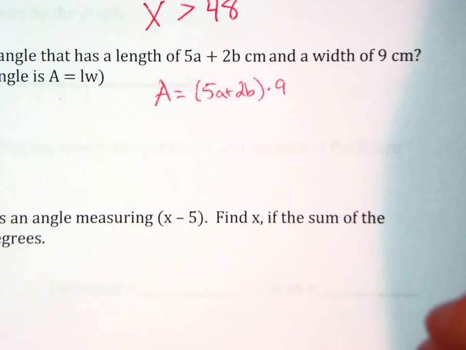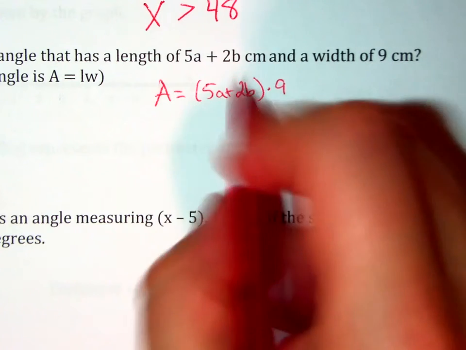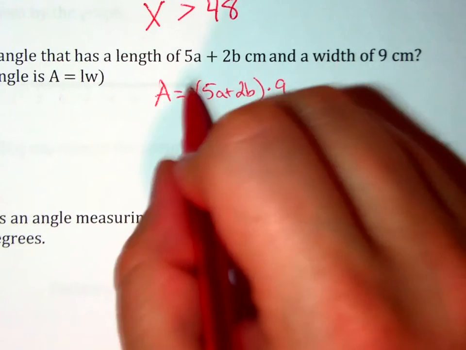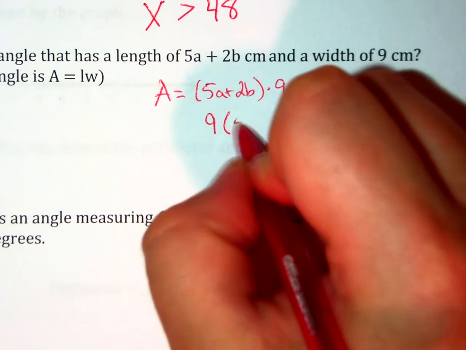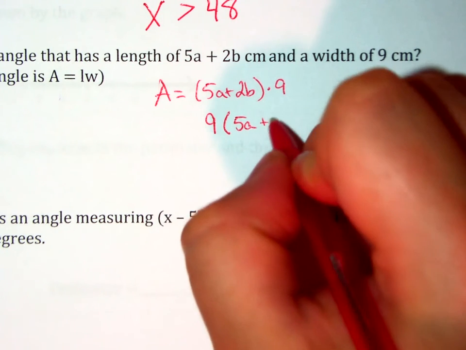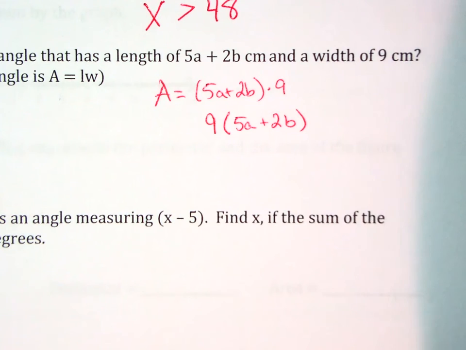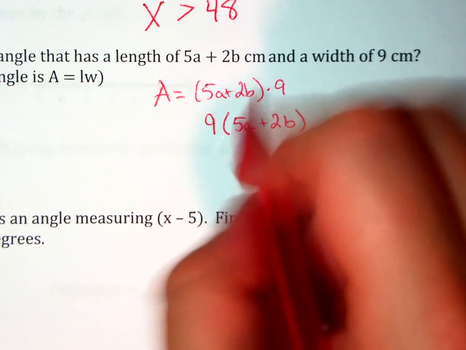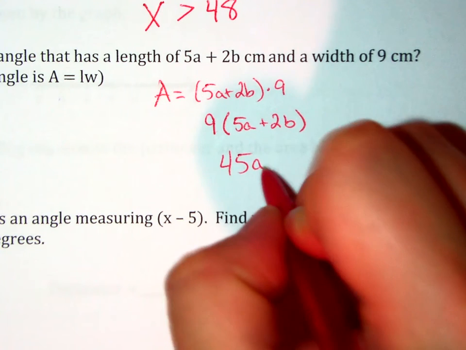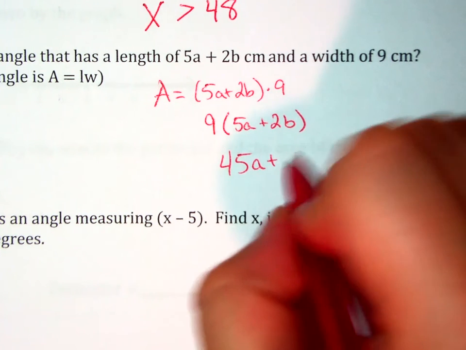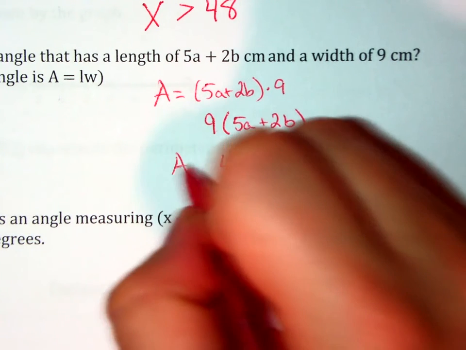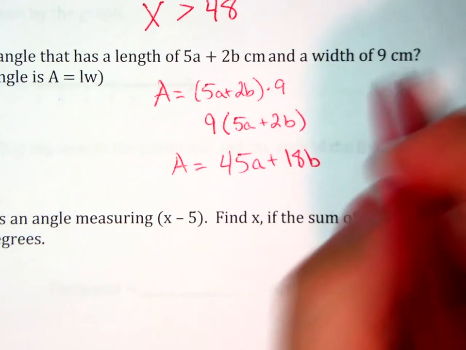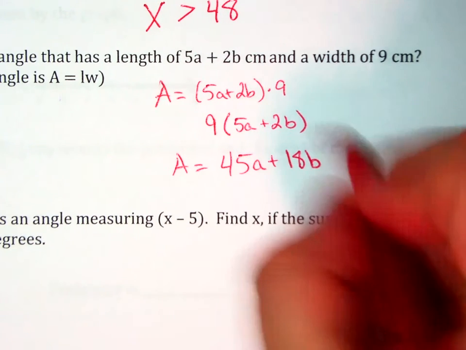And now we know from our commutative property of multiplication that I can reverse the order of these because I can already kind of see that I'm going to be able to distribute here. So 9 times 5a plus 2b. And now I can very clearly see that I'm going to need to distribute. 9 times 5 is 45a plus 9 times 2 is 18b. And so my area is 45a plus 18b. We could say centimeters squared.